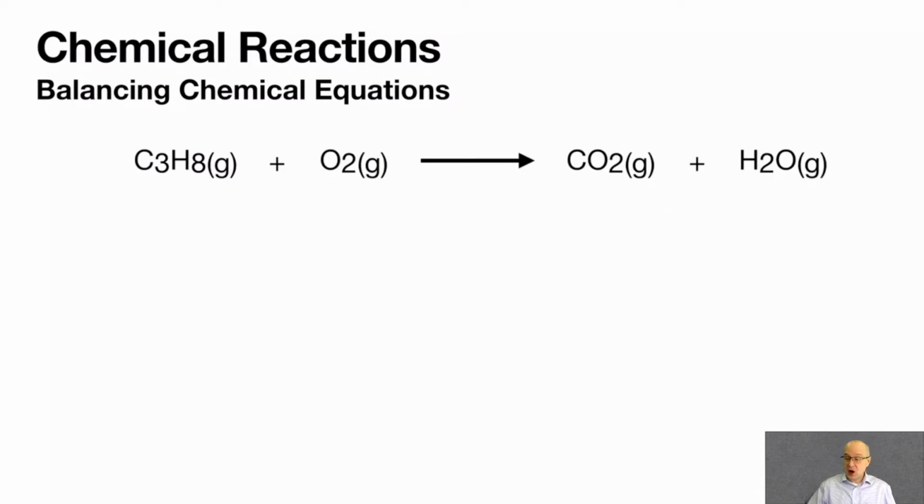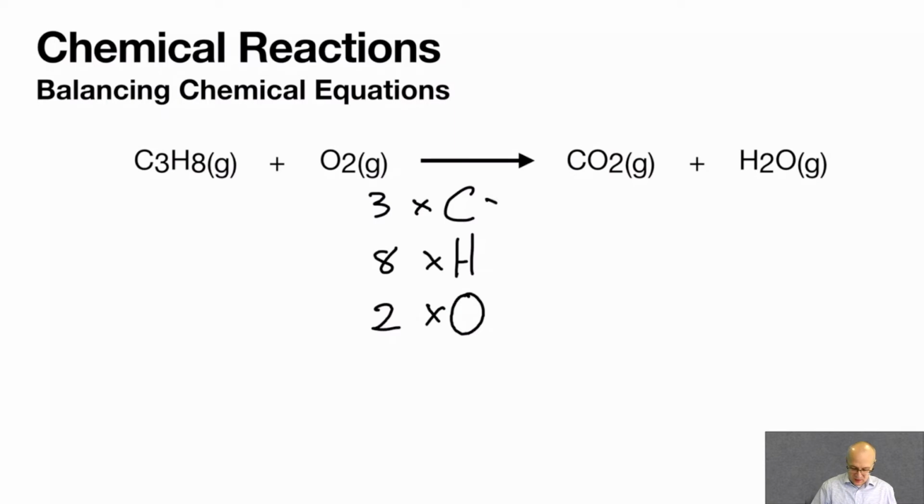Another example, a little bit harder example, more atoms involved. Really not that bad. Let's do some bookkeeping. Carbon, hydrogen, oxygen. On the left-hand side, we have 3 carbon from here, 8 hydrogen, and 2. On the right-hand side, we have 1 carbon, 2 hydrogen, and oxygen.